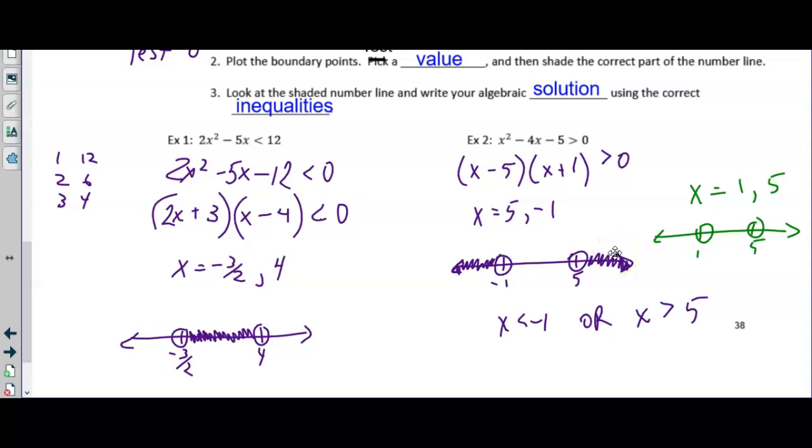When I'm shading the outside parts, it's impossible for both sections to be true, so I need to write or to show that I'm either this or this. And so I have a compound inequality with or in between.